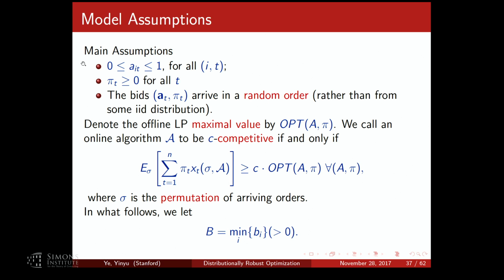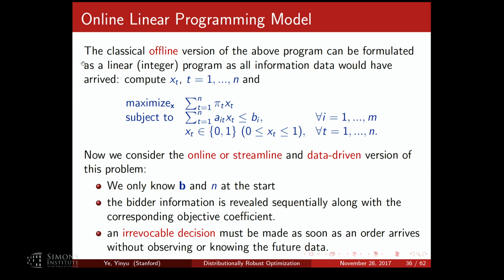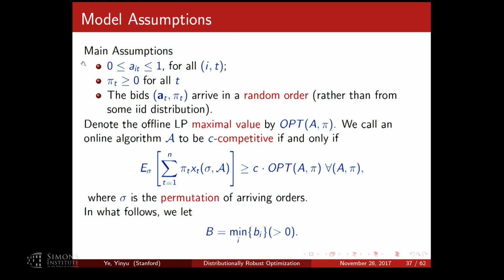Okay. I'm going to introduce one number. It's called B. It's the minimum among all the B_i. If you remember, what's the B_i? B_i is just the initial inventory of each good. Okay?